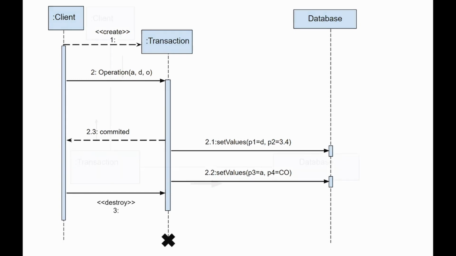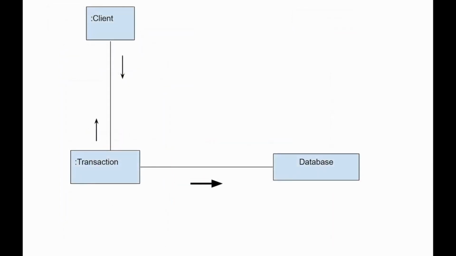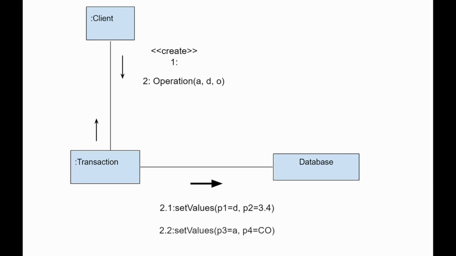And now the same sequence of operations, only on the communication diagram. The client creates a transaction, performs an operation with messages A, D and O. Next, two transactions put values of P1, P2, P3, P4 to the database. And after that, the client receives a message that the transaction was completed. Finally, the transaction is destroyed.